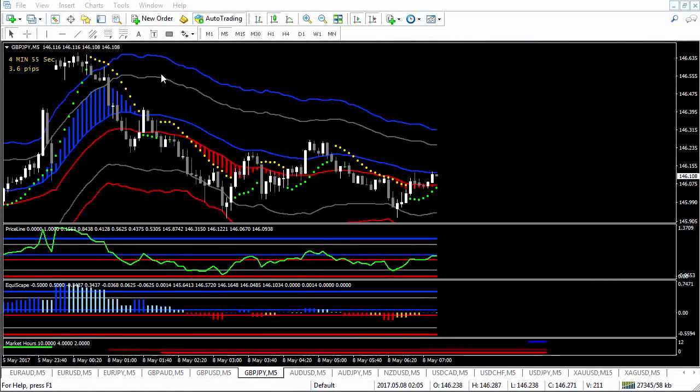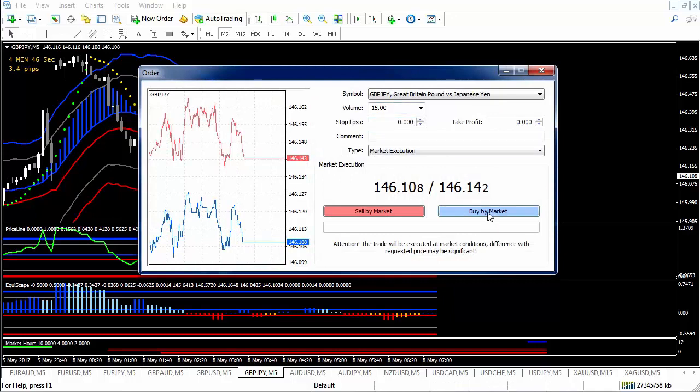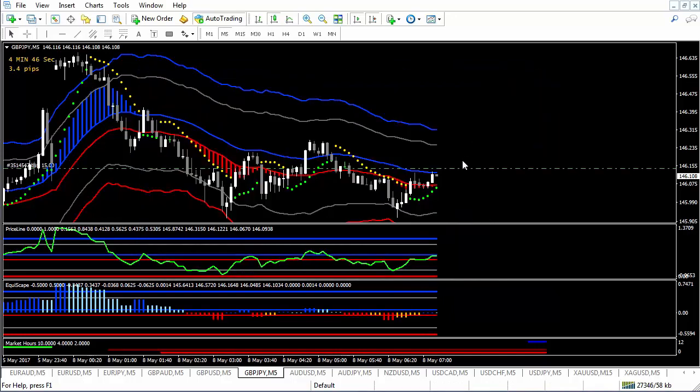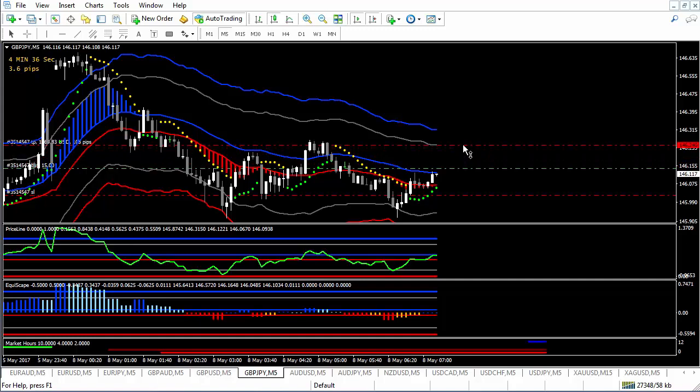I've got a signal to go long, so I'm going to place an order to go long. So I'm going to buy right now. And my stop is going to go just below the designated stop area. My target will be at this middle channel here. I'm going to go just a little bit higher. I'm going to go for 1-to-1 of this.